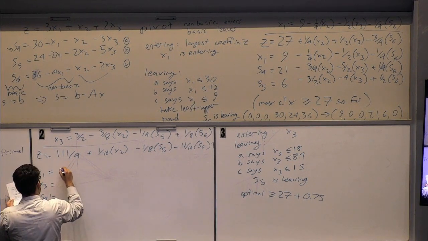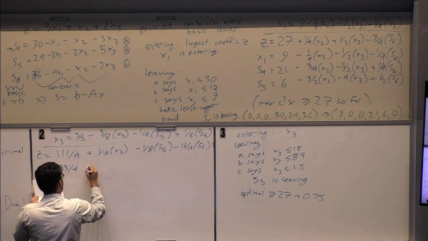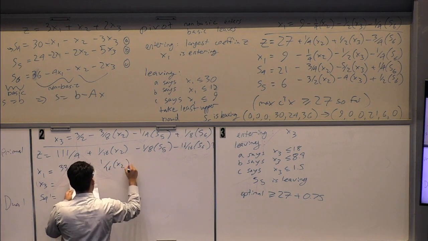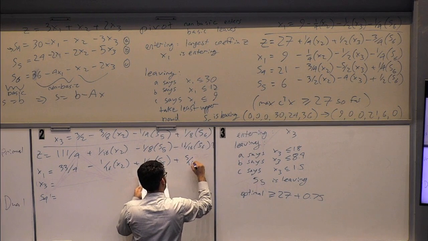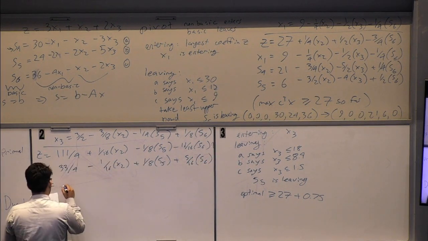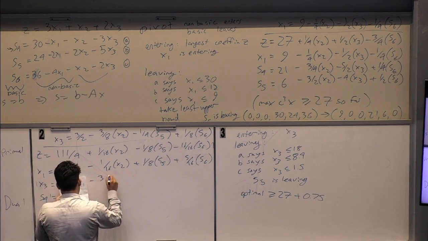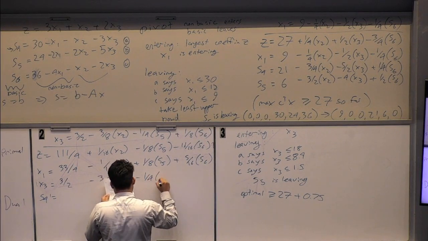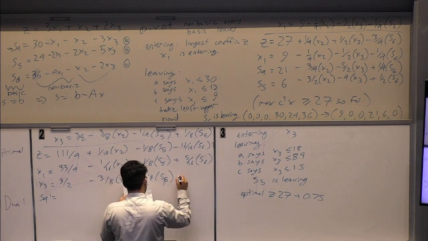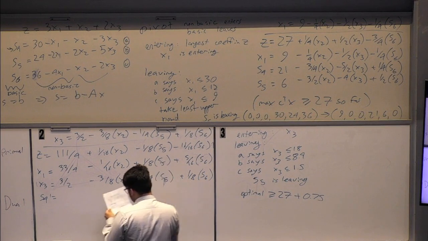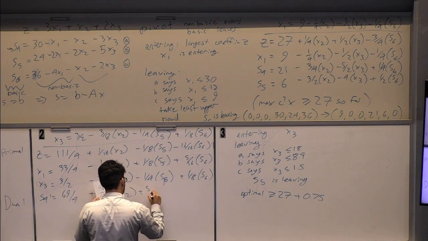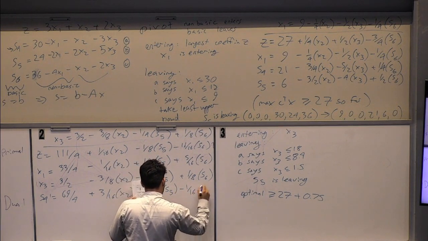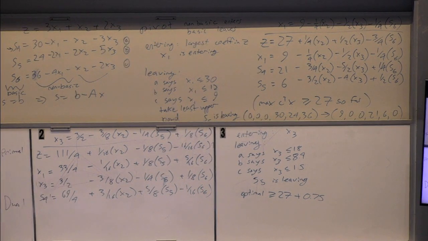And these are going to correspond to 33 over 4 minus 1/16 X2. I hope this is right. Can't read my own handwriting. X3 is going to be equal to 3/2 minus 3/8. Again, the computer is supposed to be doing this for me. So we get this system of equalities now in our basic variables are now x3, x4, and s4.